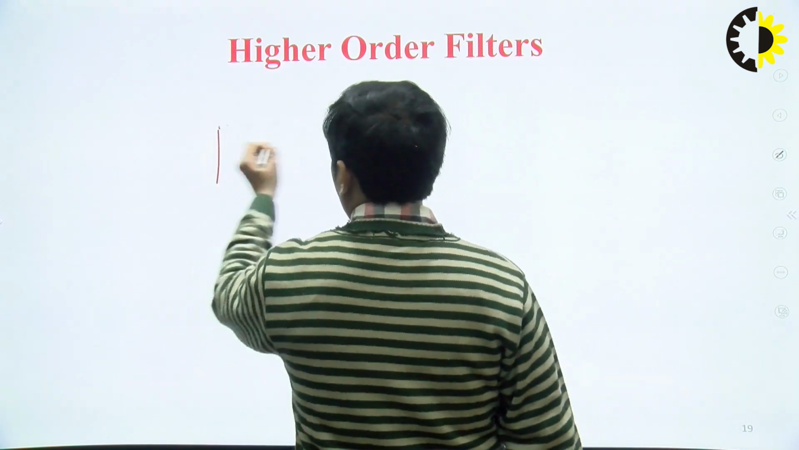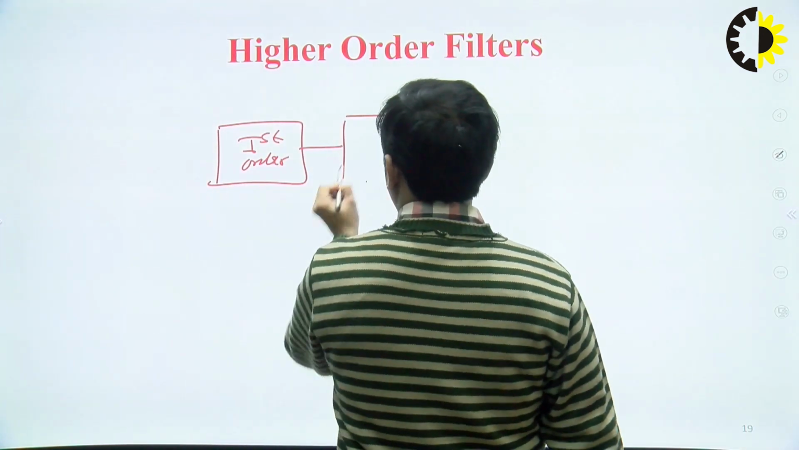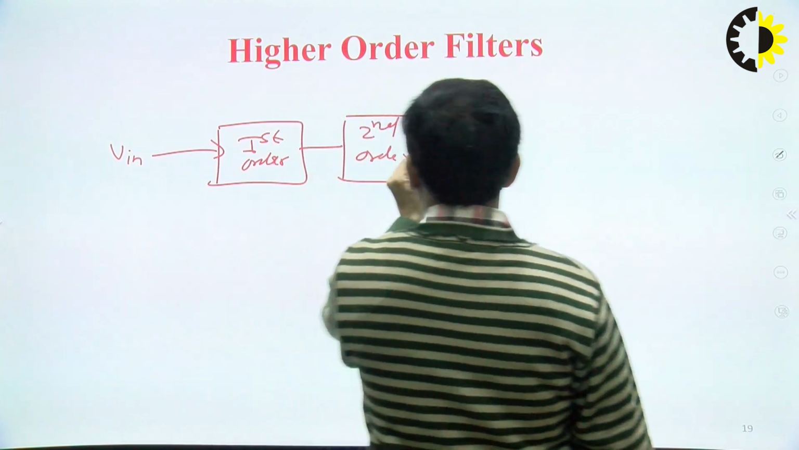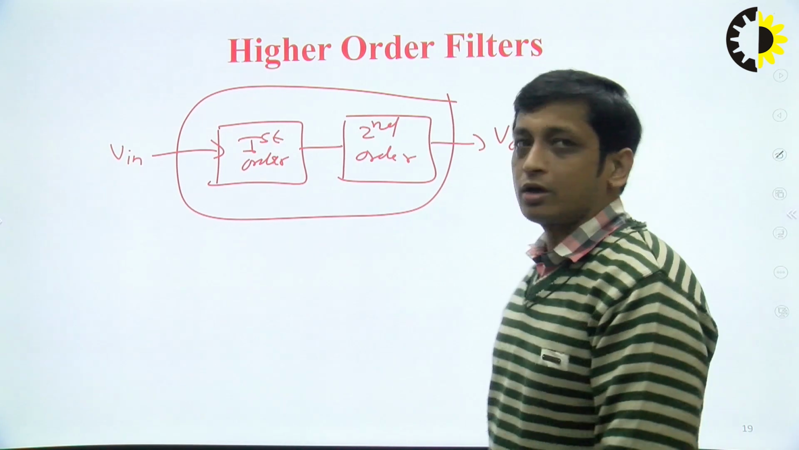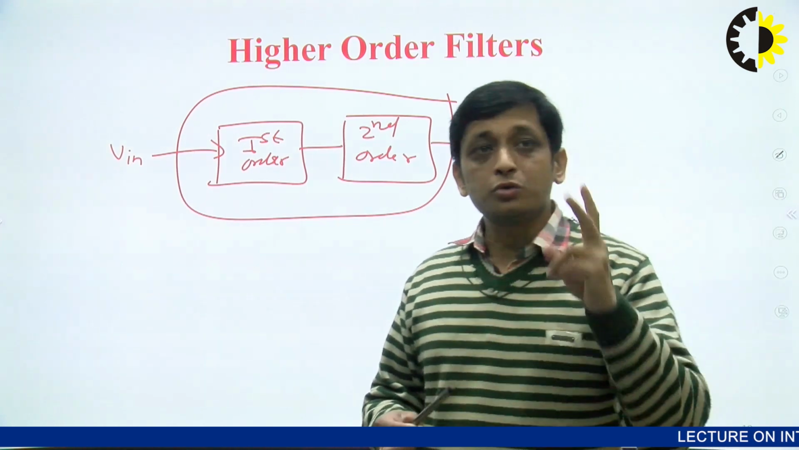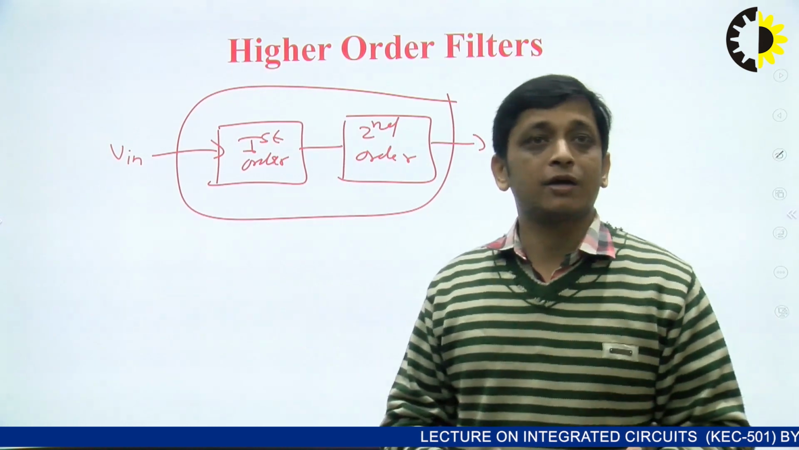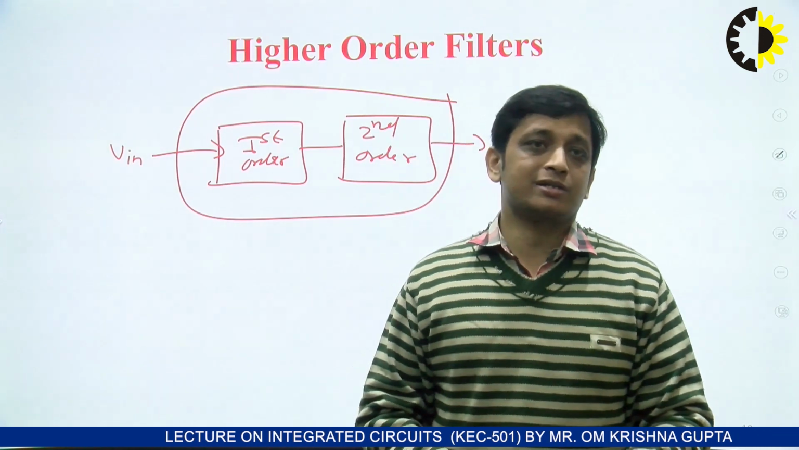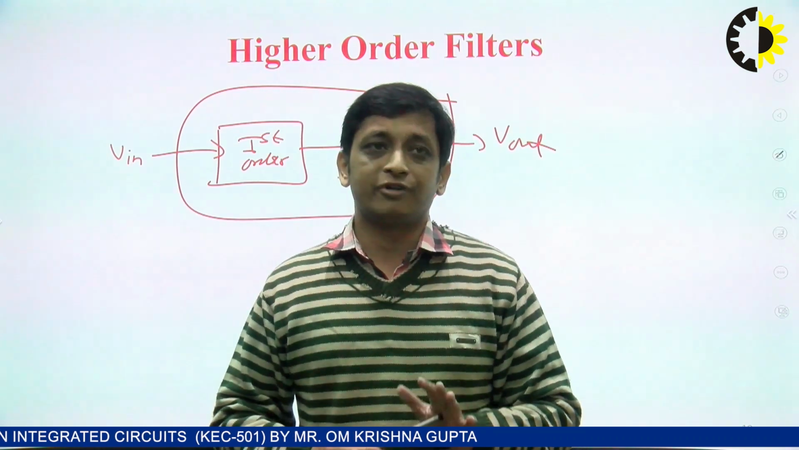To design a third order low pass filter, you will take a first order low pass filter and connect it in cascade with a second order low pass filter. This is input Vi and this one is the output Vo. So this structure will give a third order low pass filter. Similarly, to design a fourth order low pass filter, you can cascade two second order low pass filters. If you cascade two second order low pass filters, it will become a fourth order low pass filter. Similarly for high pass filters. So higher order filters can be simply designed by cascading first order and second order filters.